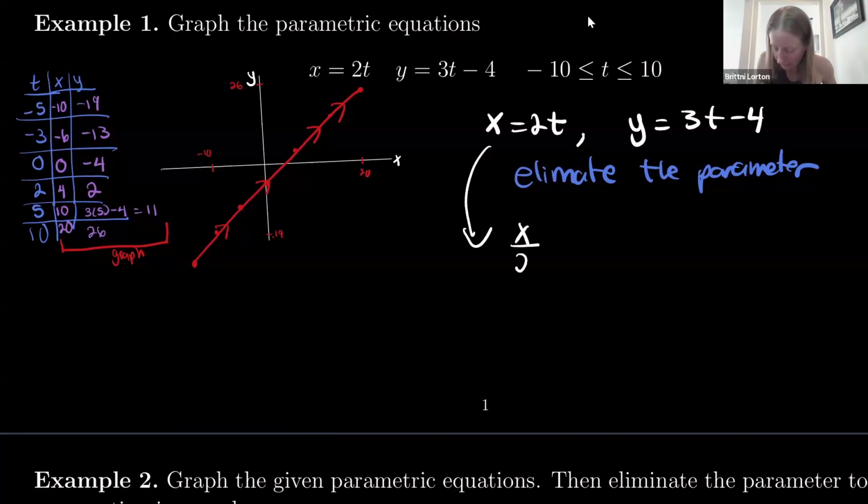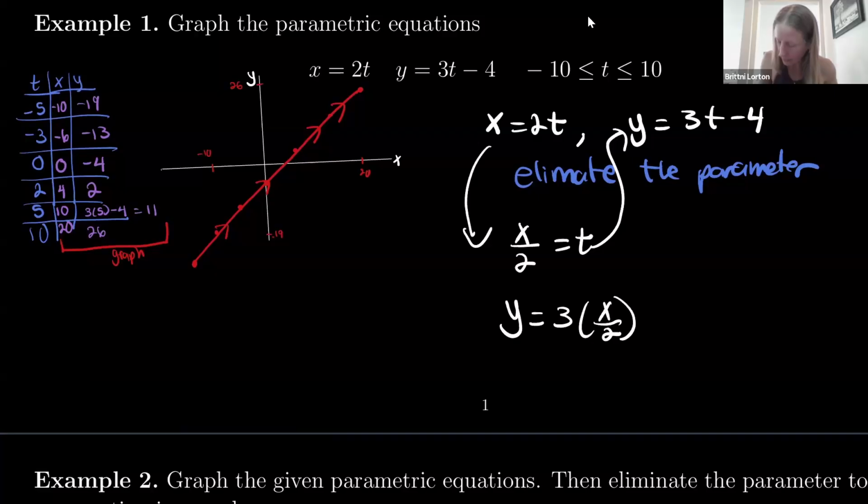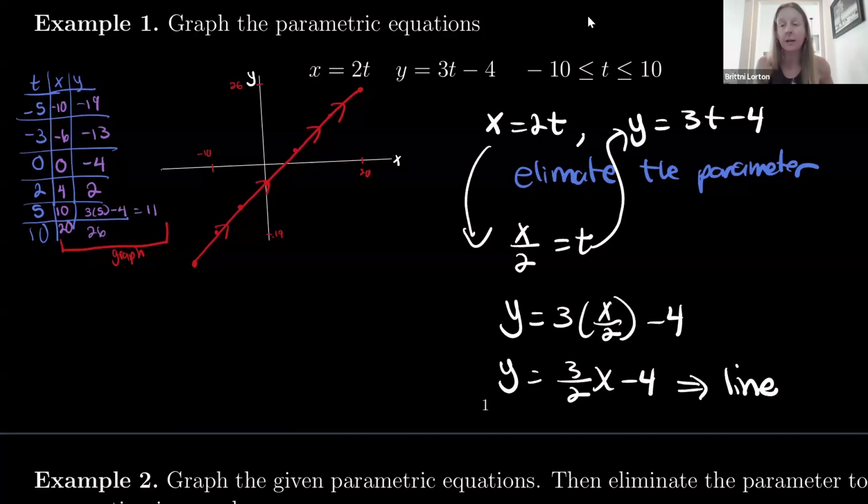So this will become x divided by 2 equals t. And then I'm going to take that and plug it into the other. And that will give me y equals 3 times x divided by 2 minus 4, which I can simplify as 3/2 x minus 4, which you can see is a straight line. That's a y equals mx plus b. So that is a straight line.